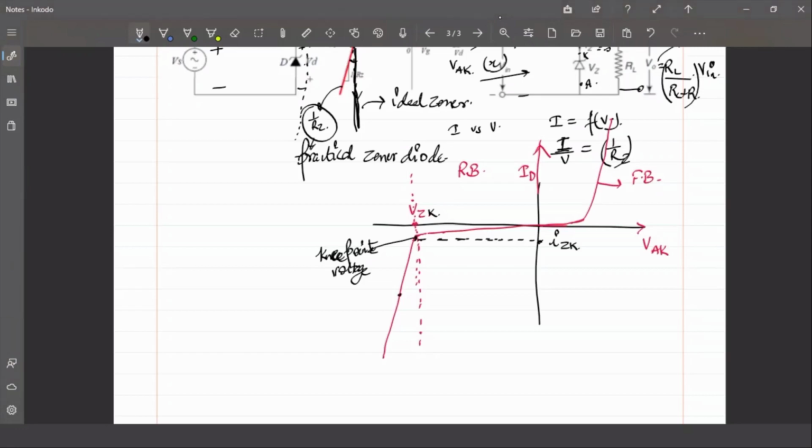Now if your operating point is somewhere here, and this is the maximum current which the Zener is rated for. This is IZ maximum, and if your current here is your operating point IZ, then correspondingly to that we will have an operating point VZ. This is VZK, IZK. This is IZM, and correspondingly to that we will have VZM.